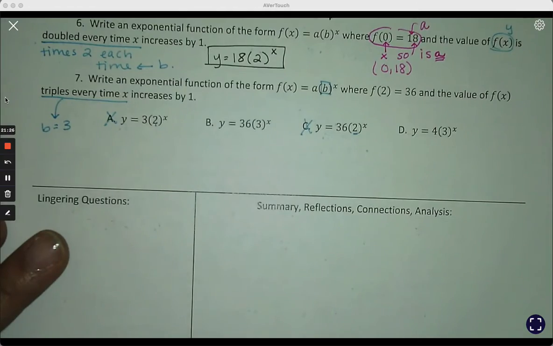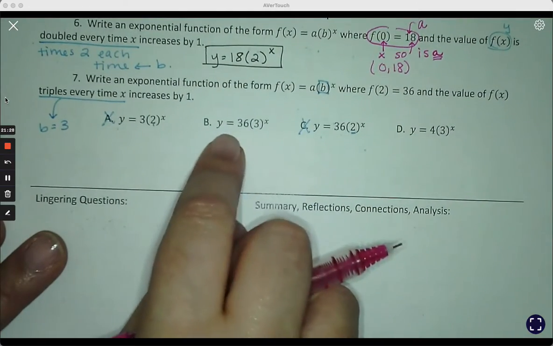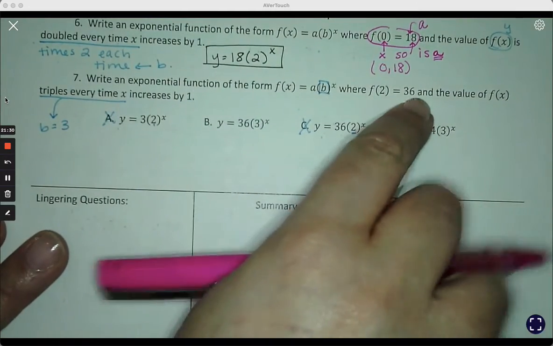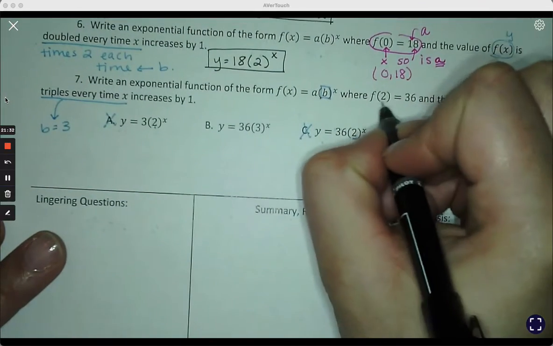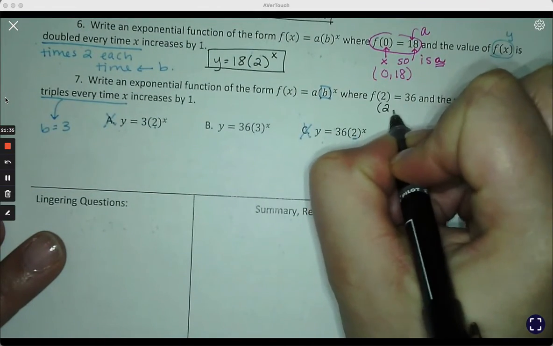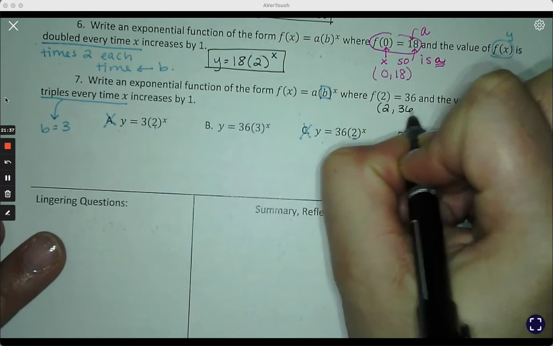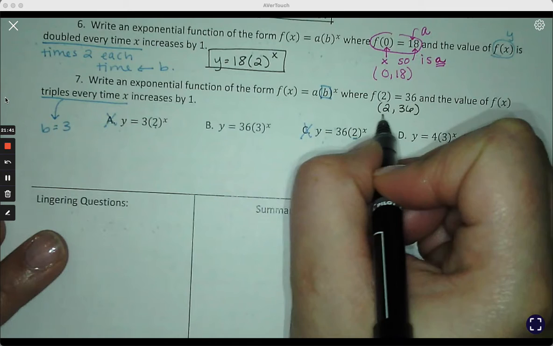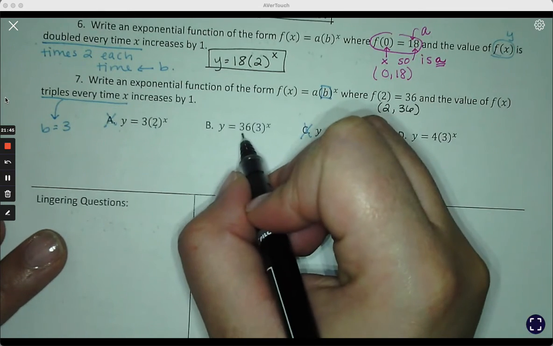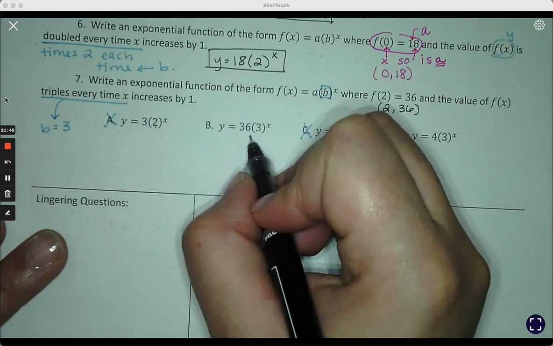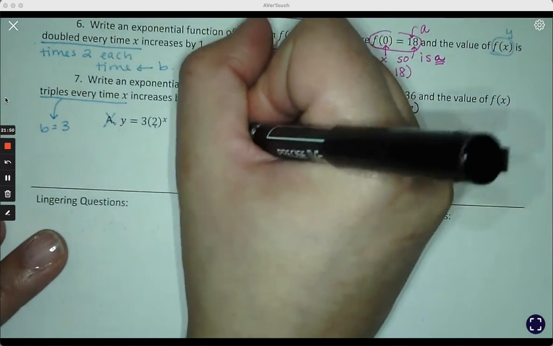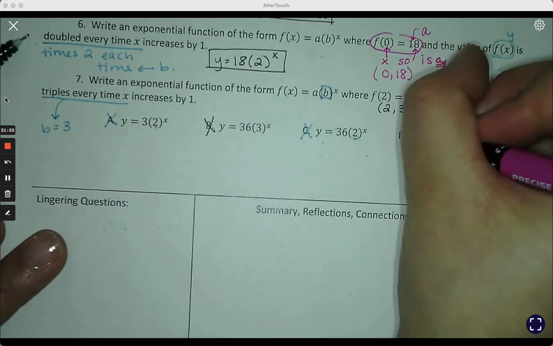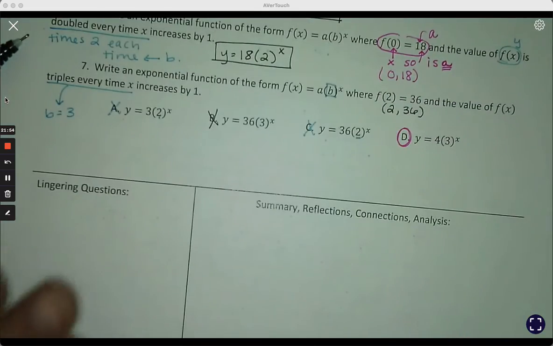Many people would automatically pick B because they see, well, f of 2 is 36. This means that when x is 2, y is 36. In order for A to be 36, this value right here, that x value, would have to be 0. So A actually isn't 36. So it can't be B. The only logical correct answer after that is D. All right, let me know if you have any questions.